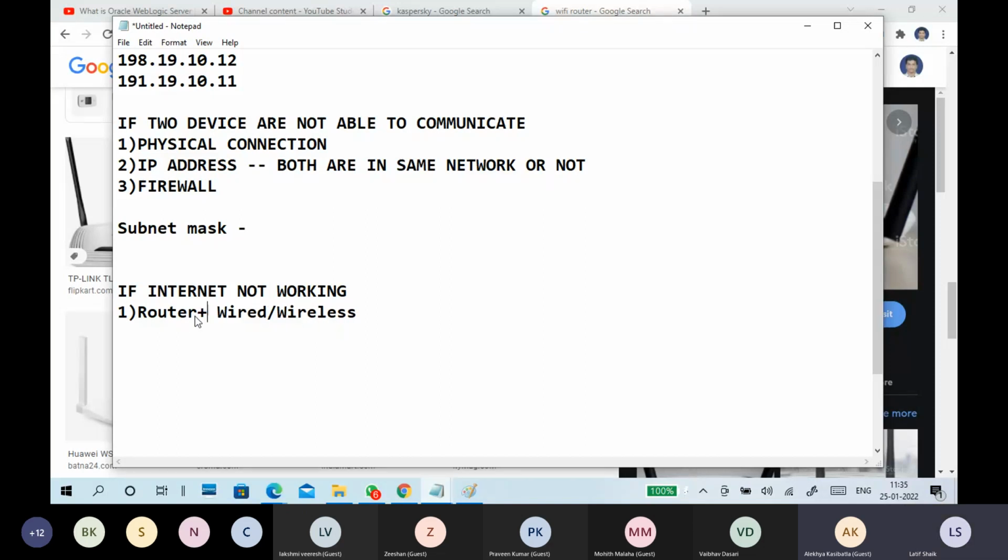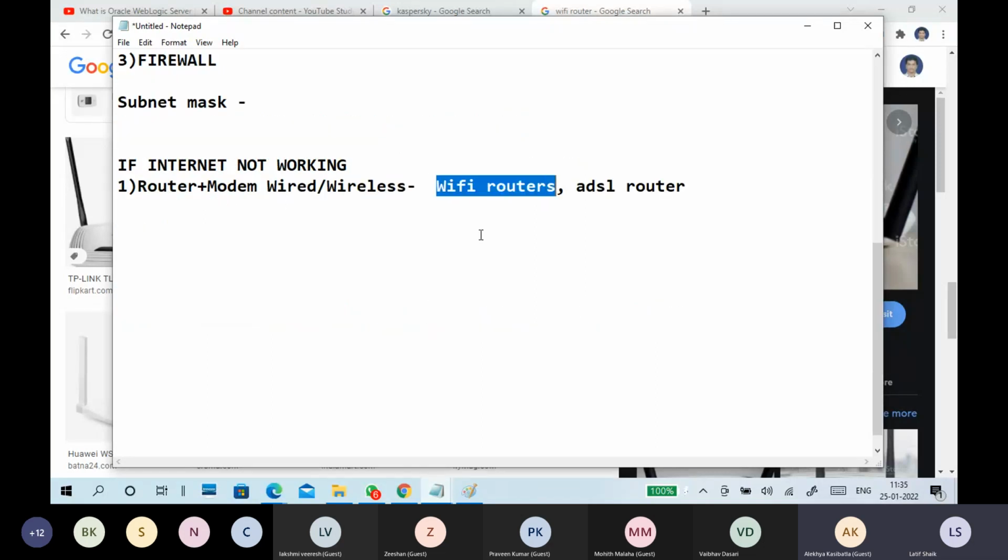Actually, we will usually get a router plus modem kind of device, a mixed kind. So, modem-router kind of stuff. Examples are Wi-Fi routers; you can type in Google Wi-Fi routers, ADSL routers. ADSL type, WAN type, different types of connections. These all have direct WAN connections.